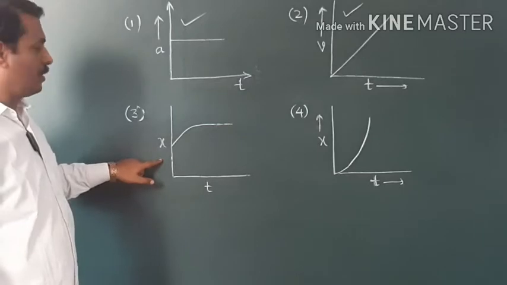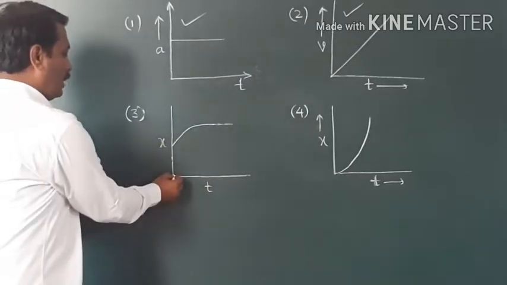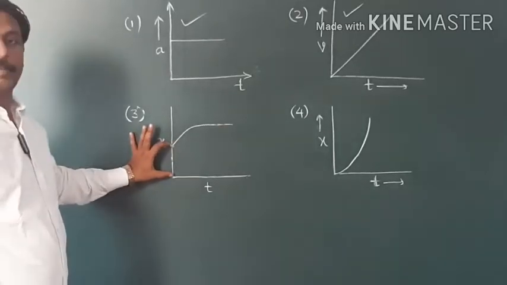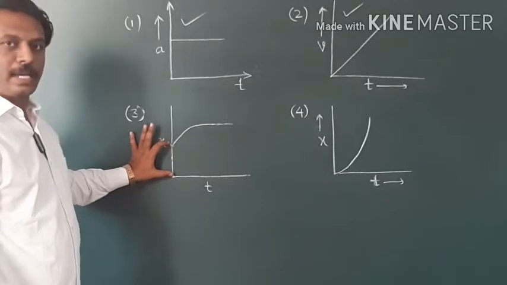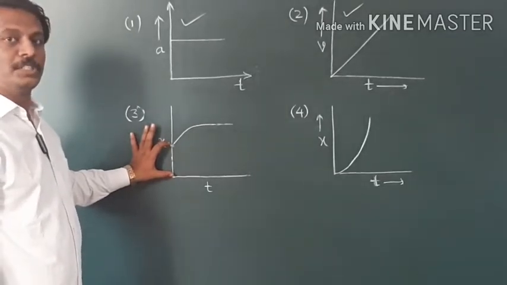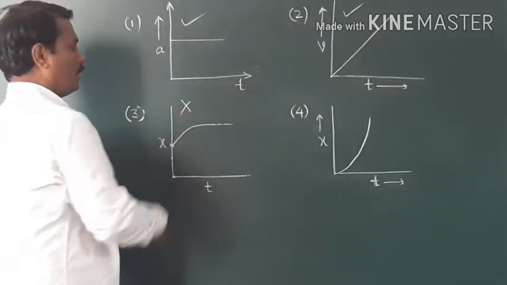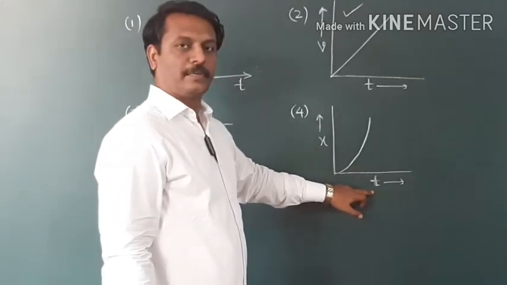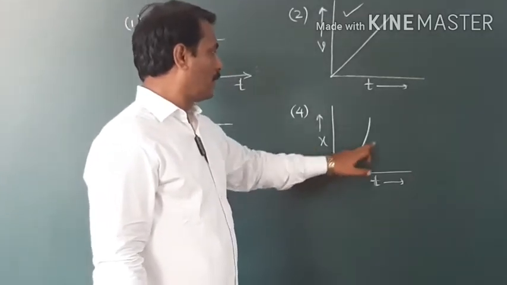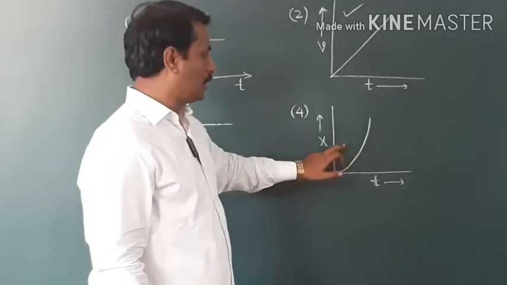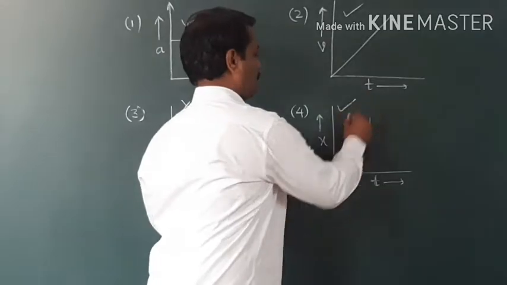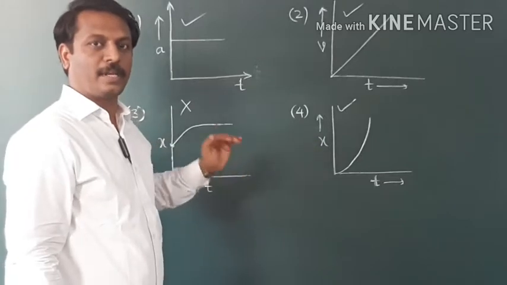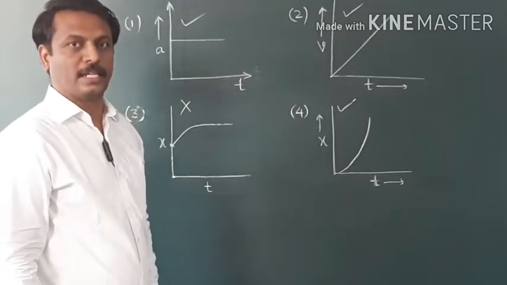And here this third graph, at t equal to 0, already the particle has some displacement. But in our case, the particle starts from origin. So this cannot be our required graph. And you consider this. This is also displacement versus time graph. So the curve is a parabolic curve. So this represents uniform acceleration. So these three graphs represent motion of a particle starting from rest and moving with uniform acceleration.